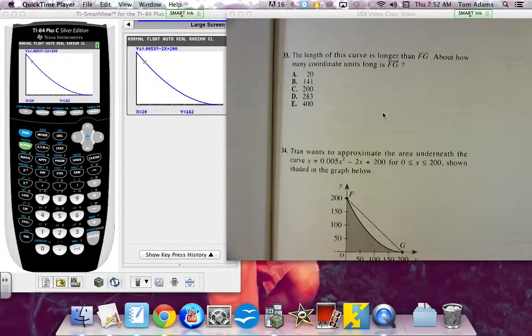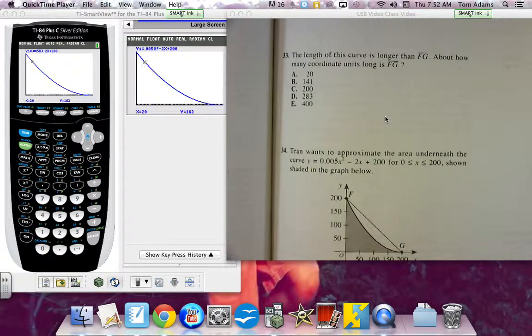Okay, for problem number 33, we could look at the figure on problem 34. It's the same one. And I also have it graphed on my graphing calculator. You can see there on the screen. But it says the length of this curve is longer than FG. About how many coordinate units long is FG?